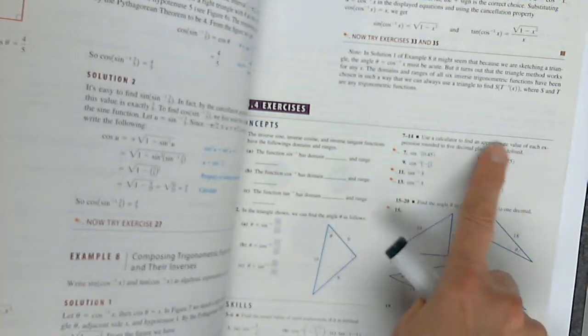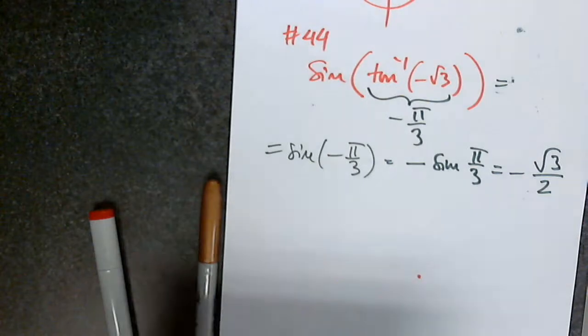This is use a calculator to find an approximate value. This is exactly what we talked about, right? Tangent inverse, you plug in a number. Okay. So find the angle theta in degrees rounded to 1 decimal. I would like to determine or solve one of these problems. Please choose.